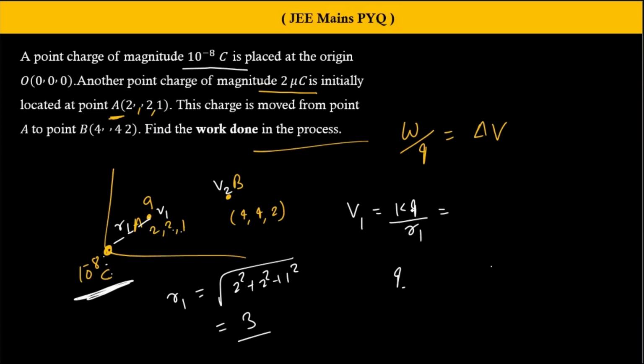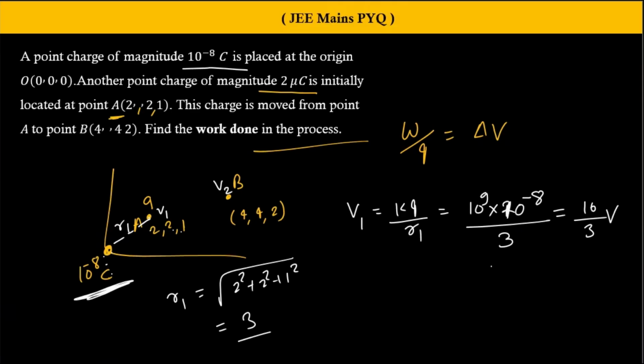kq by r1. k is 1 upon 4 pi epsilon naught, 10 to the power 9 basically. So 10 to the power 9 into 2 microcoulomb it is, right? Sorry, no, 10 to the power -8 coulomb. Because of that, you will get the potential. So this is this divided by r1, that is 3. Then this is your 10 by 3 volt. Okay, now what will be V2?